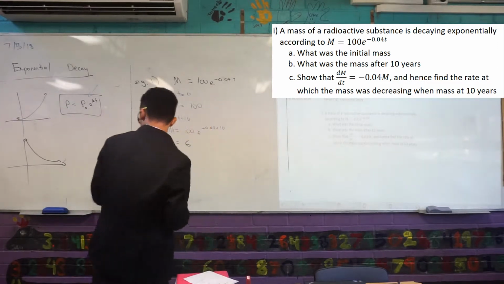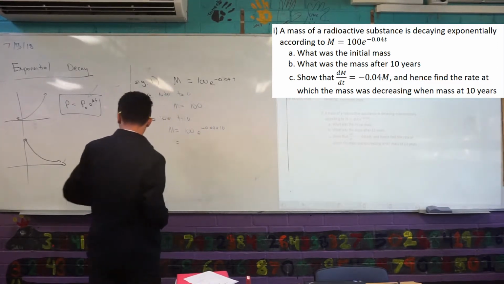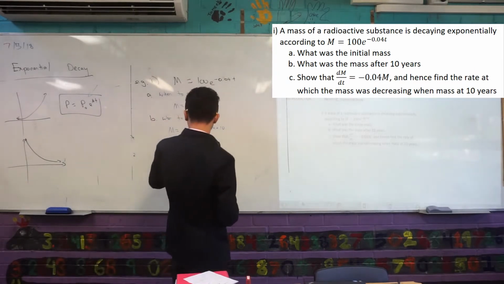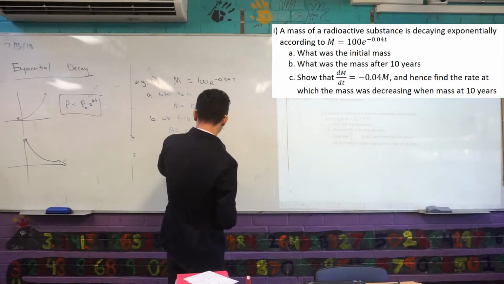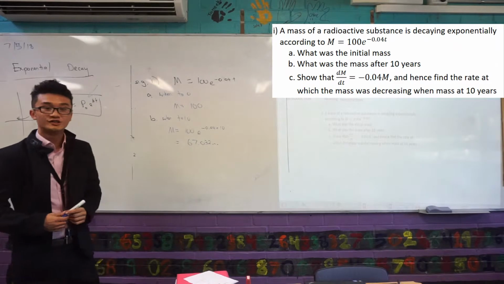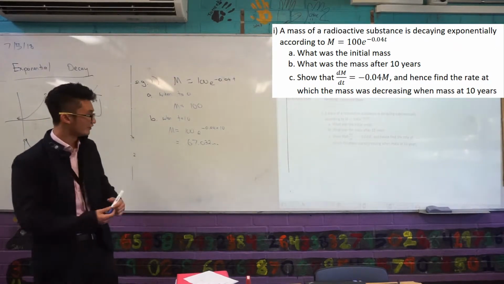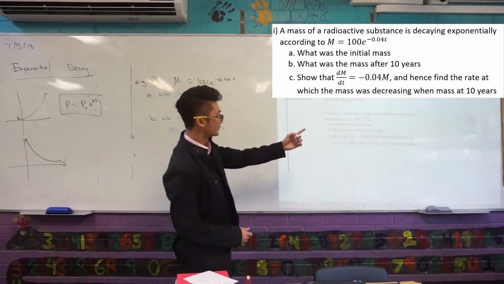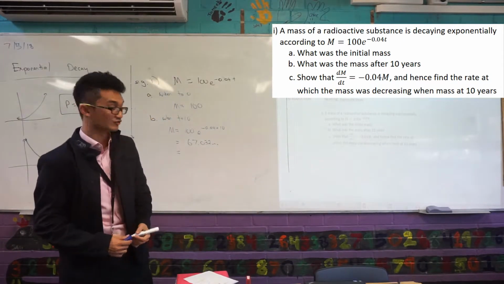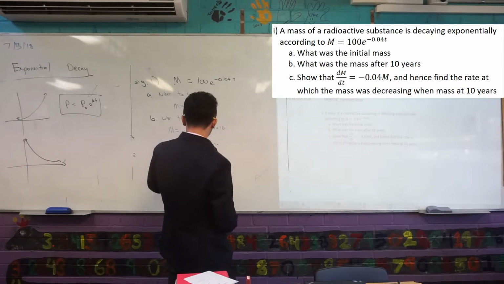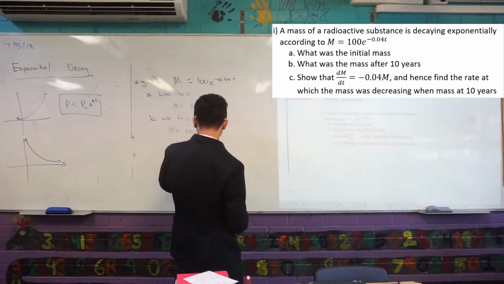67.032. If the question doesn't really specify, just 2 decimal places would be fine, right? In this one, the question is mass in grams, so let's just say 67.03 grams.